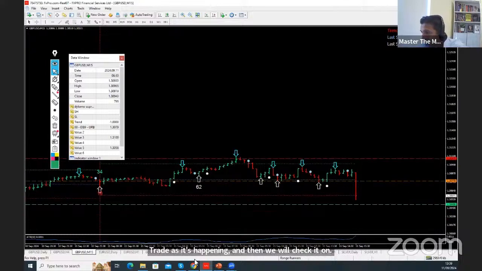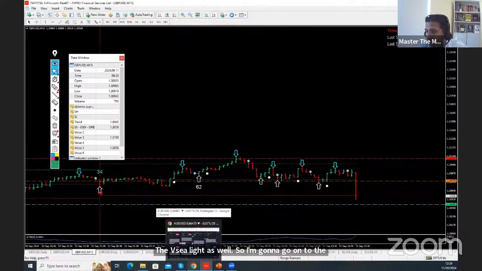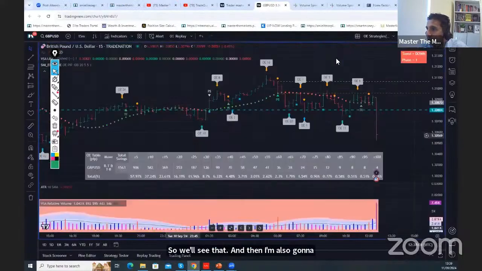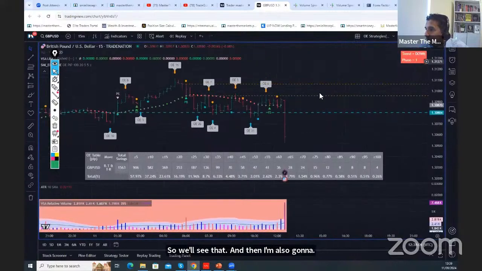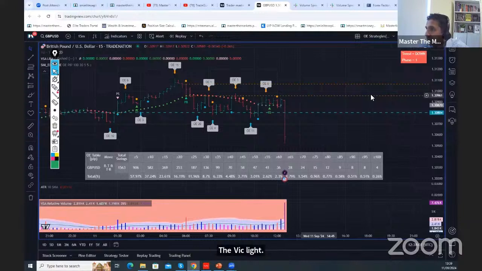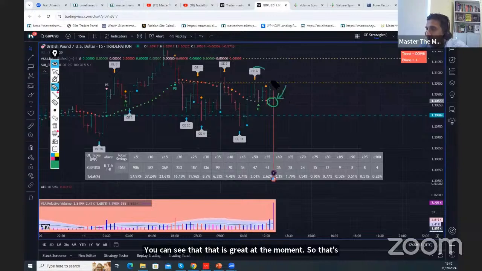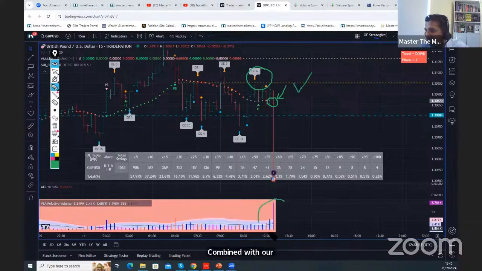So I'm going to go on to the 15-minute, to see in 5 minutes the 15-minute will close. So we'll see that, and then I'm also going to check on TradingView the VSA Lite confirmation as well, right? Over here, you can see that that is gray at the moment, so that's still fine. After this, highly probably this will turn red, combined with our confirmation coming in, so that will be a good one to take with volume spike coming in.